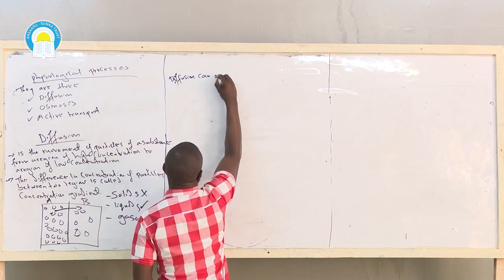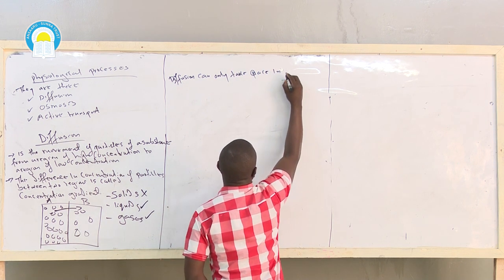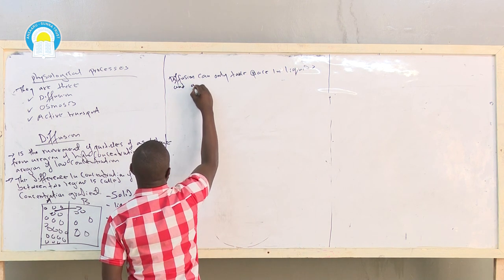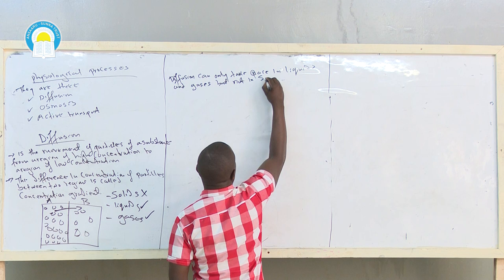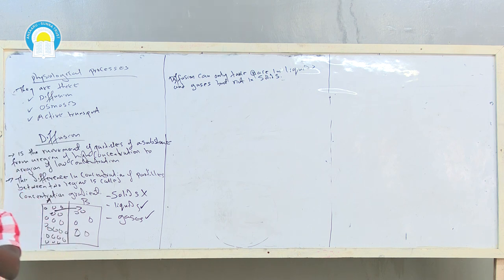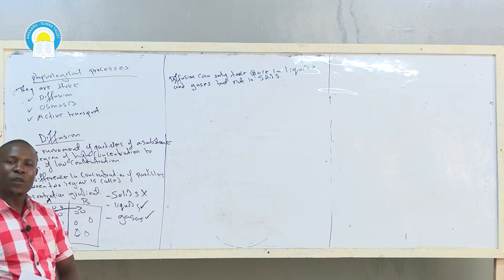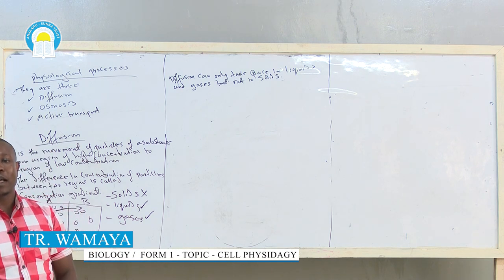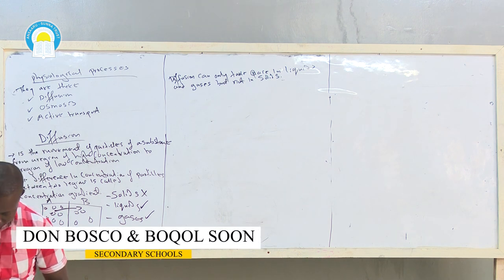Diffusion can only take place in liquids and gases, but not in solids. The reason diffusion cannot take place in solids is that in solids, particles are closely packed. But in liquids, particles are loosely packed, and in gases, particles are in random motion. So diffusion can definitely take place there.